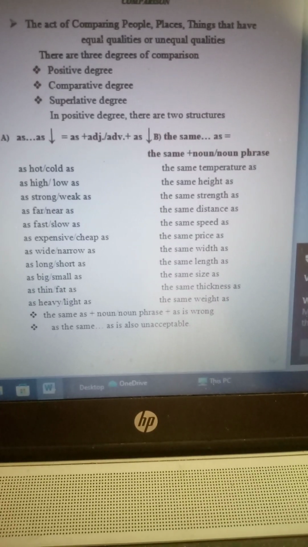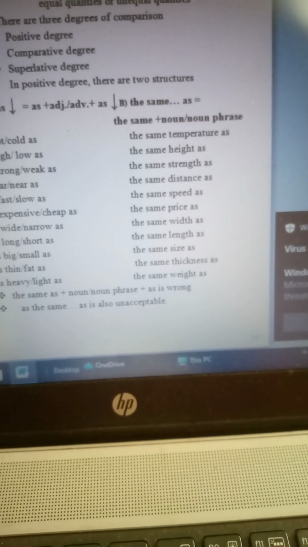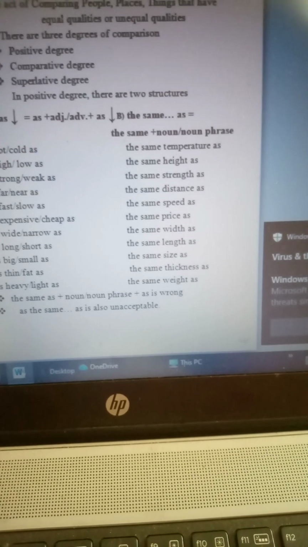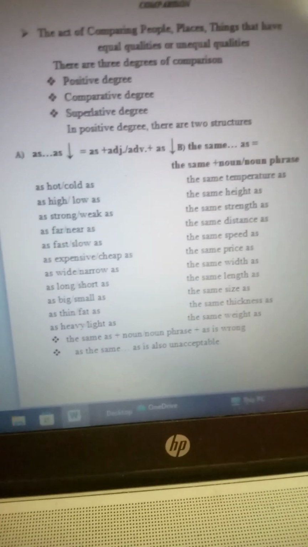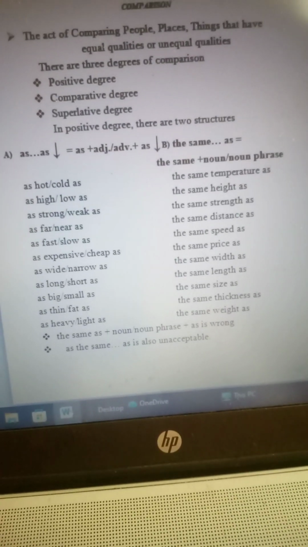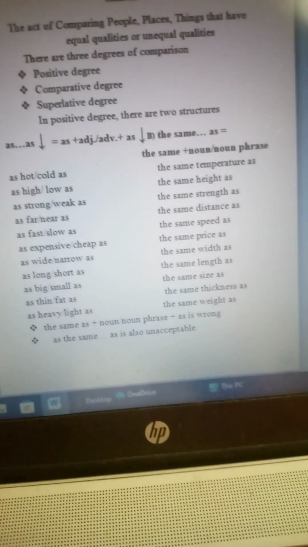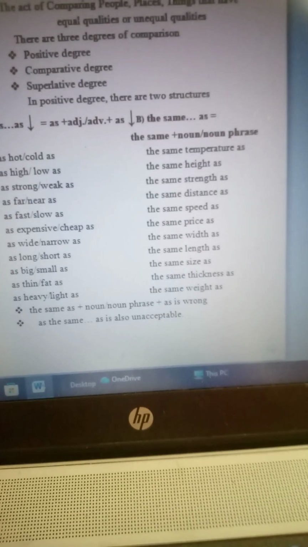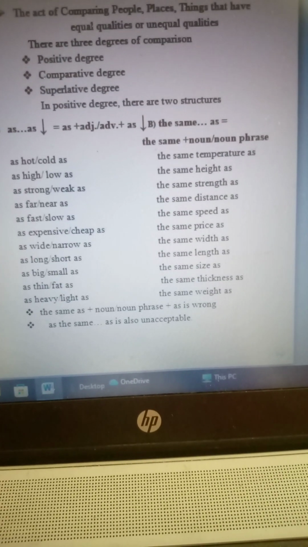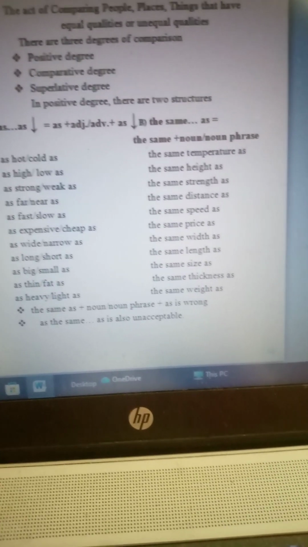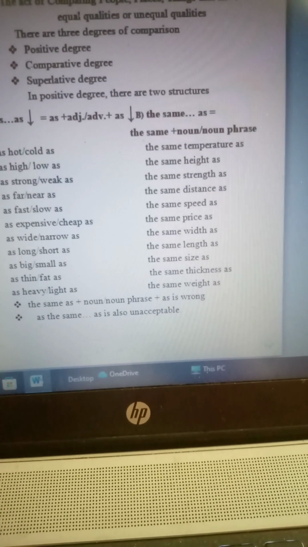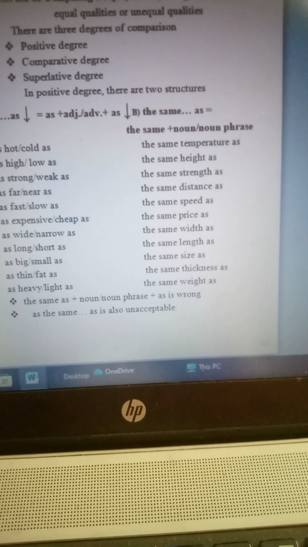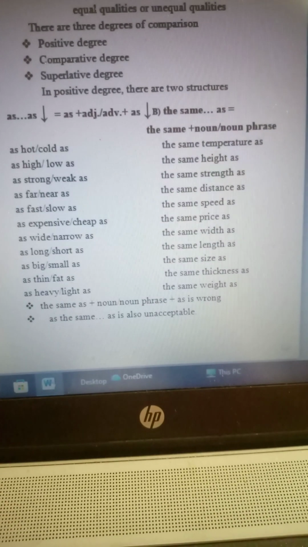The second form is the same as structure. In the same as structure, the words or the adjectives which are used in the as structure should be changed into the noun form. For example, we don't say the same hot as. Never. We don't say the same cold as. Rather, we change the adjectives into their noun form or noun group form.